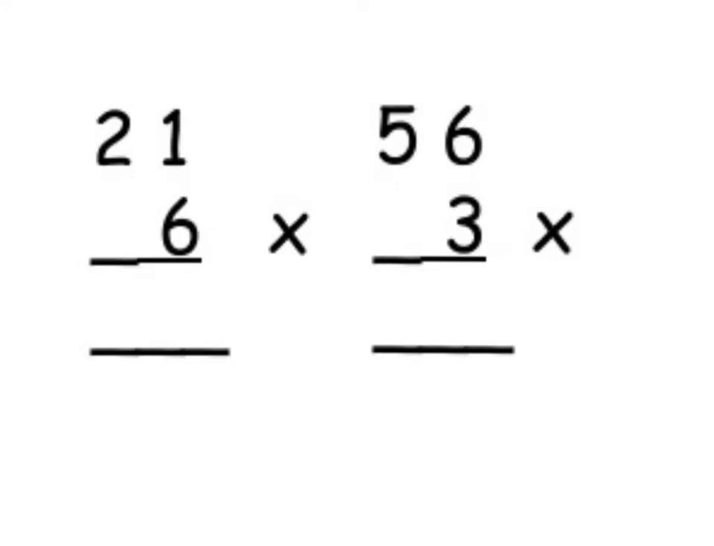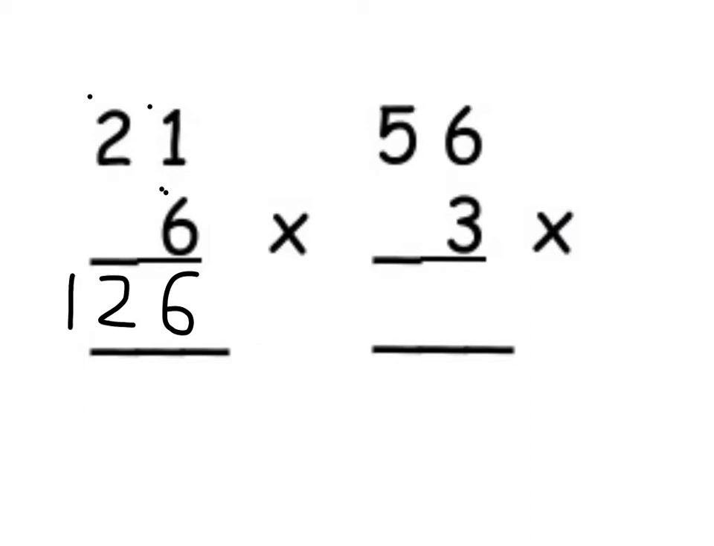Here are two extra multiplication questions that have already been set out for us. The first one, 21 times 6, so let's try that. So I times the 6 by the 1 to get 6, and then I times the 6 by the 2 to get 12. So I put the 2 underneath the other 2 and the 1 beside it, 126.